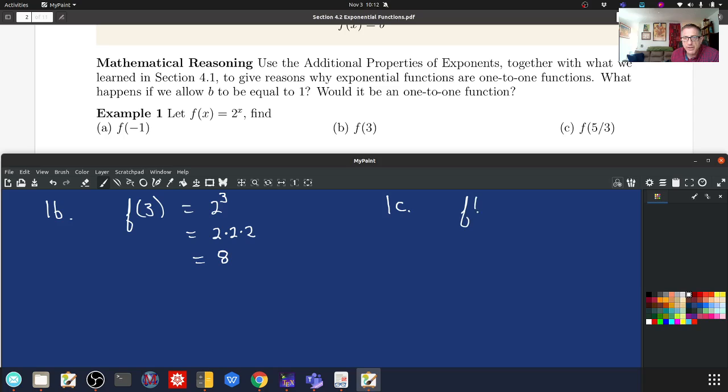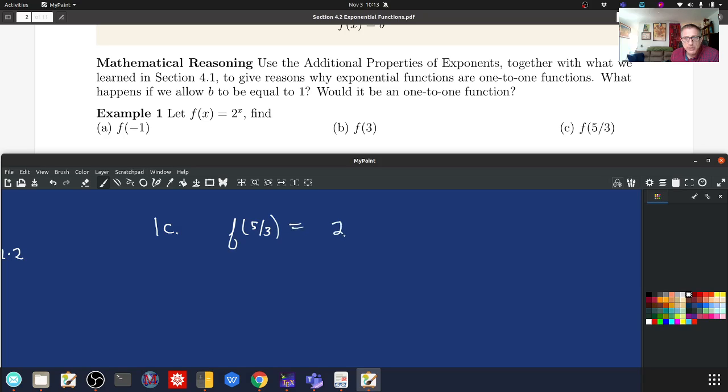What's f of 5/3? That's equal to 2 raised to 5/3, which is equal to the third root of 2 raised to the 5th power. And that's where you stop. That's what I want to see.